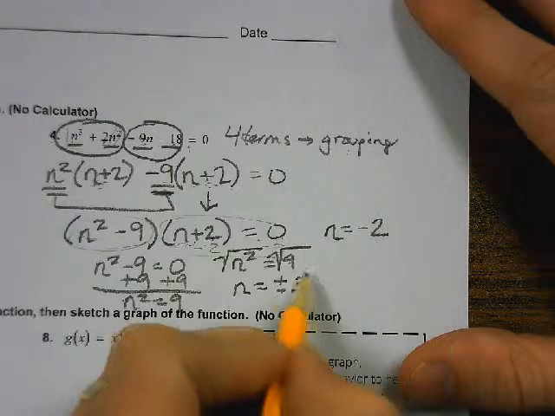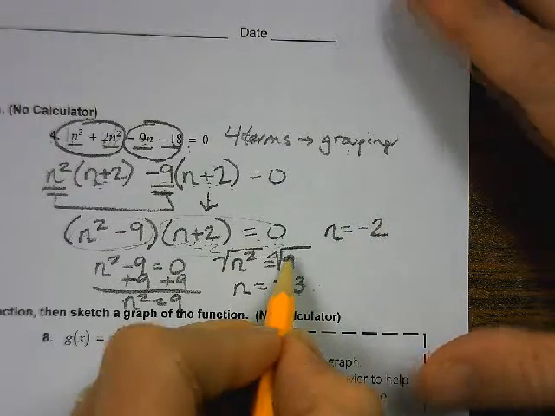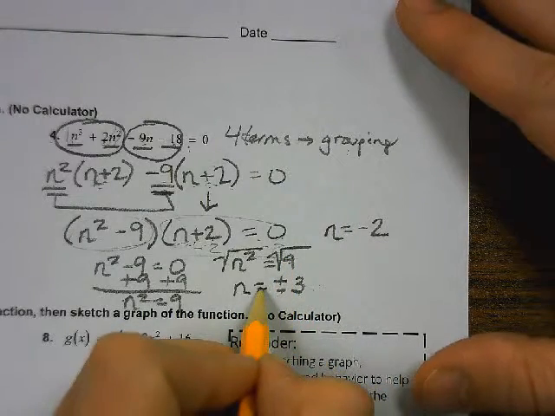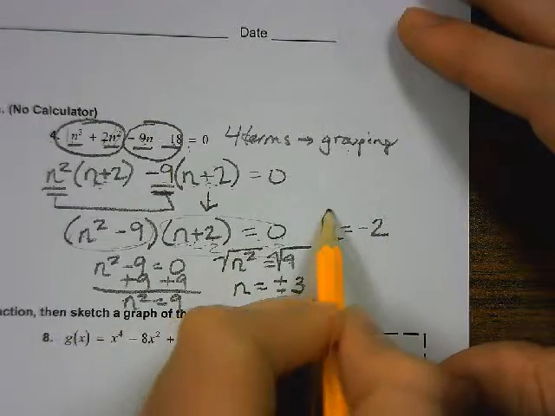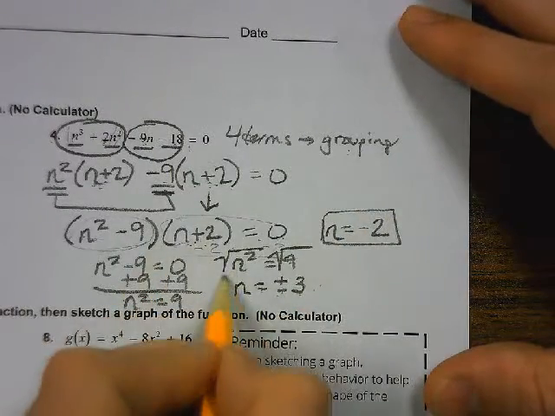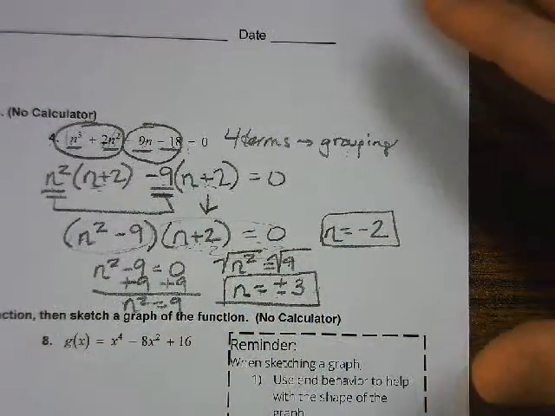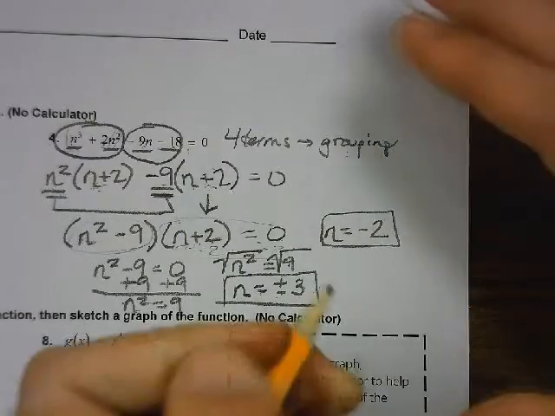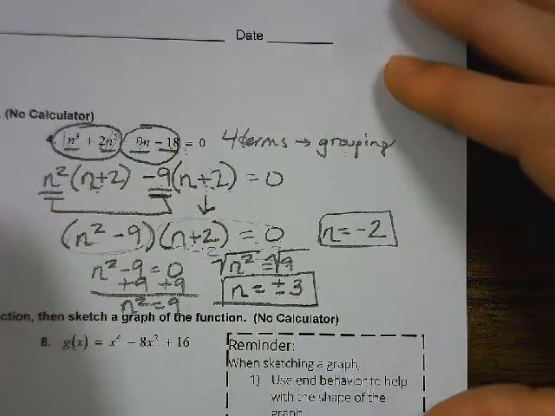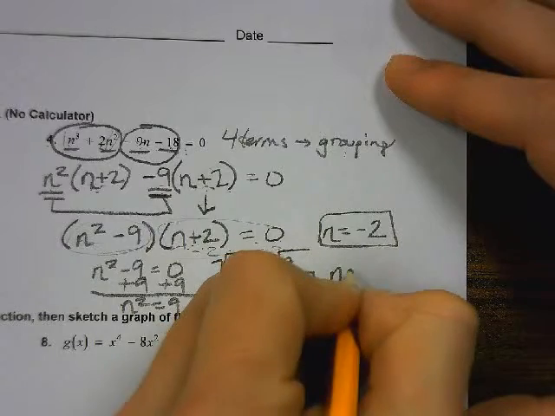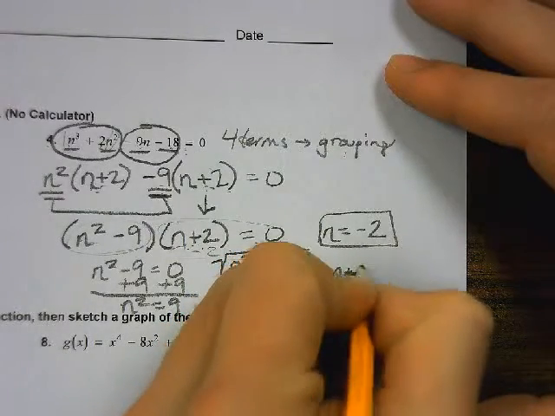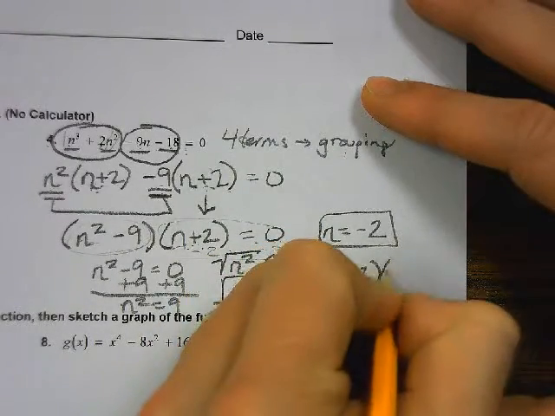And you see all three solutions: n equals negative 2, n equals positive 3, n equals negative 3. To write these, though, in factor form, we need to say n plus 2 times n minus 3 times n plus 3 equals 0. And here are your factors.